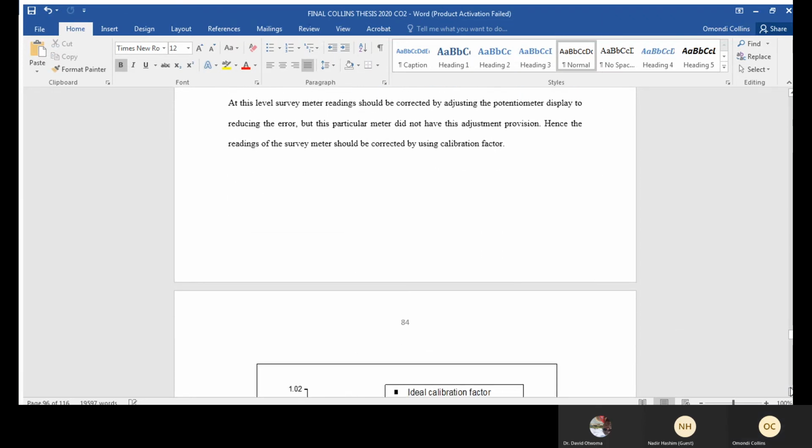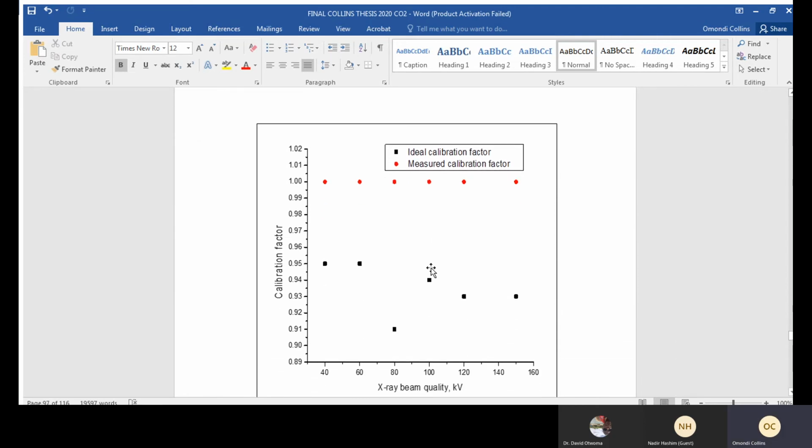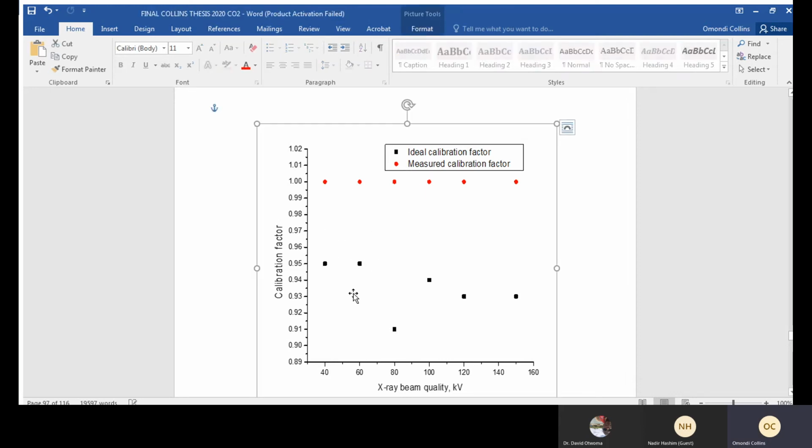So on the issue of the calibration factor of the survey meter, these are the different values for the calibration factor. If this is multiplied by the correction factor, all these values will be around the ideal value. But this also shows the deviation between the expected reading and the experimental results.